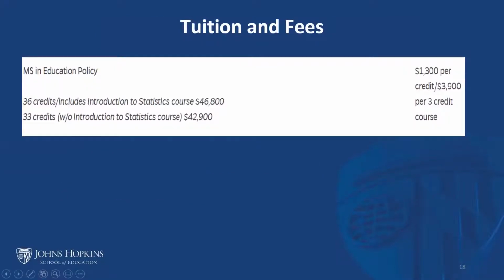The current tuition for the MS in Education Policy at SOE is $1,300 per credit. The total cost of the program with the statistics course is $46,800, and without the statistics course would be $42,900.